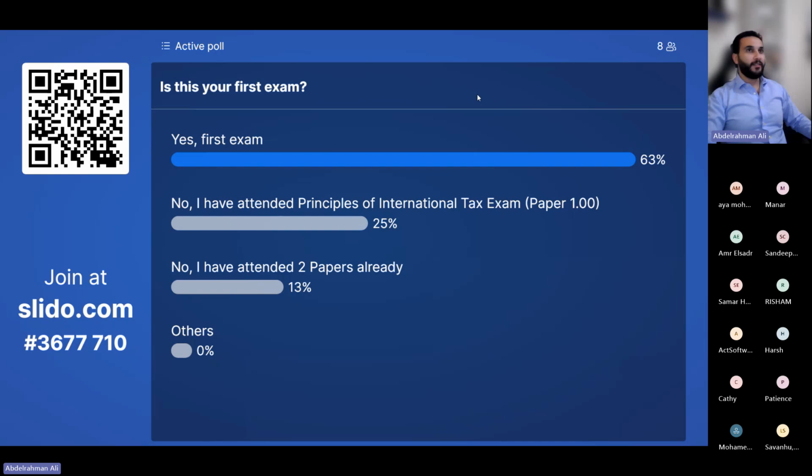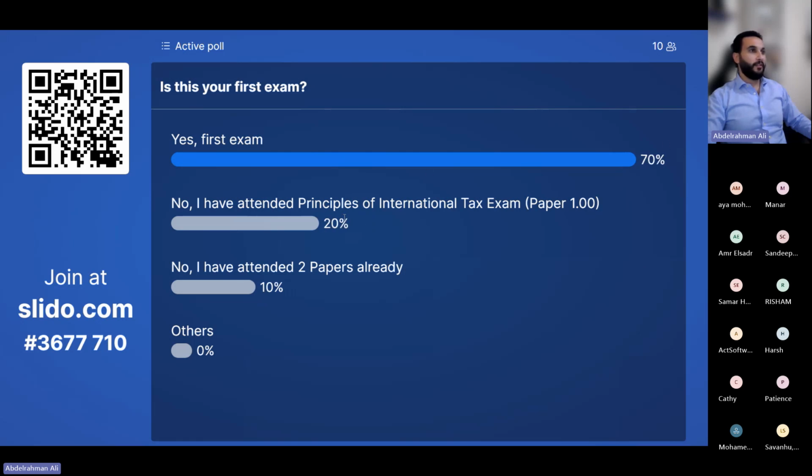All right, I can see that 8 have participated. Yes, this is your first exam: 67%, 22% who have cleared paper 1. Good luck. I hope that you have cleared the paper already. And one said, no, I already attended 2 papers, so this is the 3rd paper. All the best to finalize it and clear it and become an ADIT affiliate, and welcome you on board very soon, inshallah.